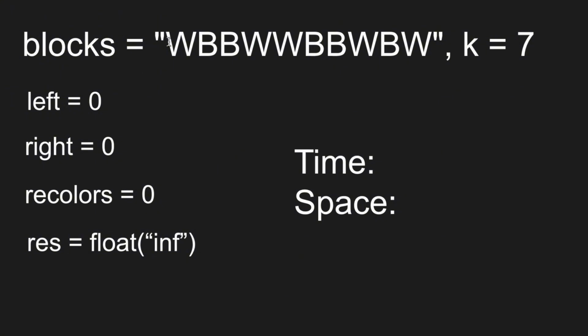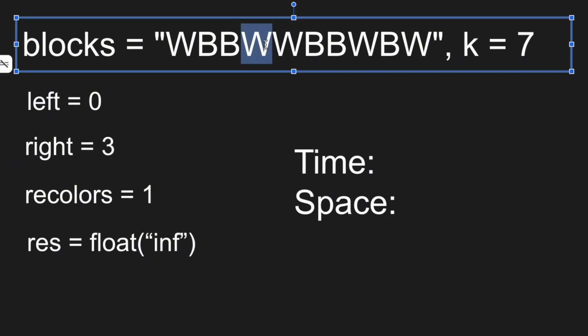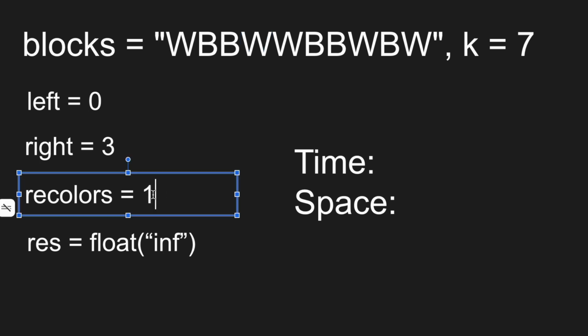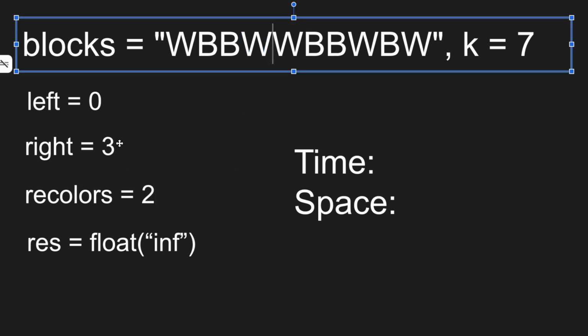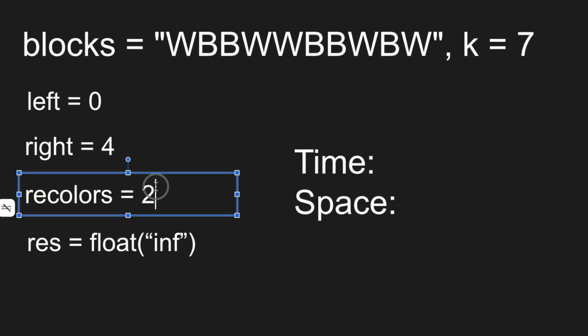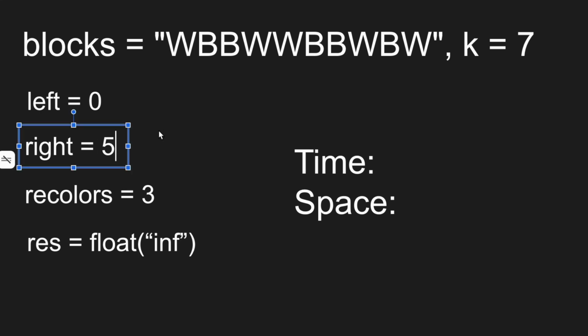Alright, so first we start at pointer 0, it's a W, so we increment the number of recolors and then we increment the right pointer by 1. Then we go to pointer 1, it's B, so we just move to pointer 2. Pointer 2 is B, so we just move to pointer 3. Pointer 3 is a W, so we need to increment the number of recolors, and we also need to move to pointer 4. Pointer 4 is also a W, so we need to increment the number of recolors again. And now we move to pointer 5. Pointer 5 is a B, so we just move to pointer 6.